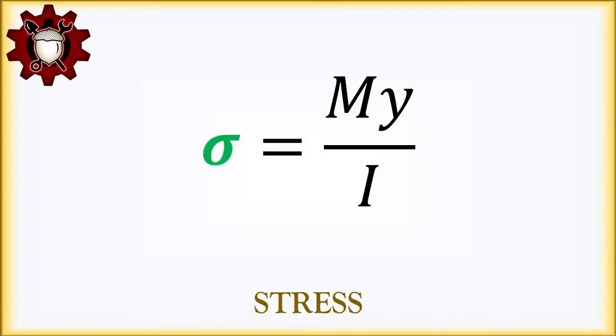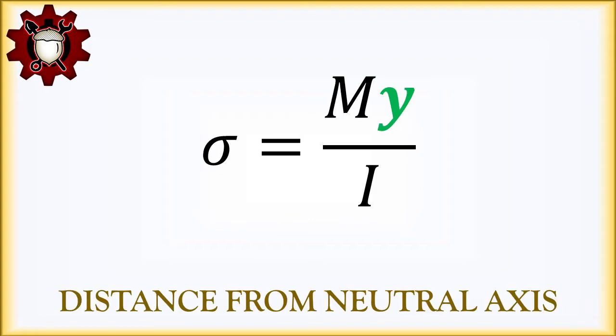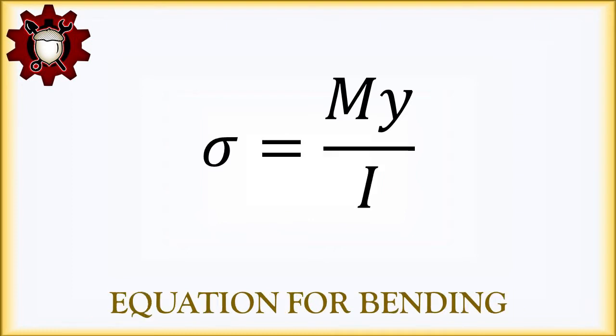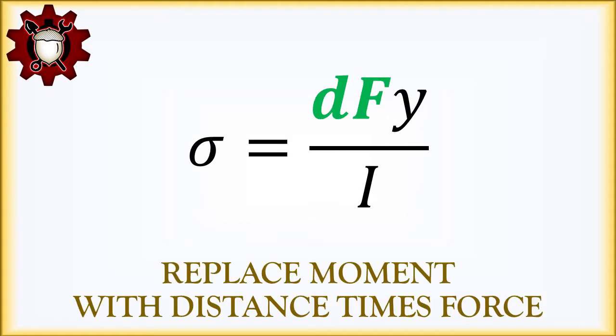Sigma is stress, force per area within a member. M is moment, y is the distance from your neutral axis, and I is your area moment of inertia. So let's break this down. Taking moment again, that's just a force times a distance, or a distance times a force, d times F. So we're going to replace the moment with distance times force.